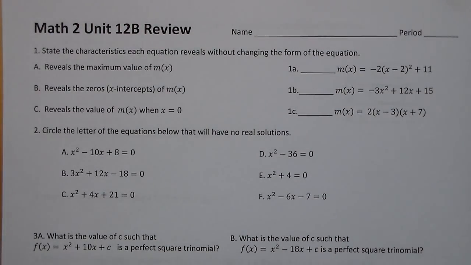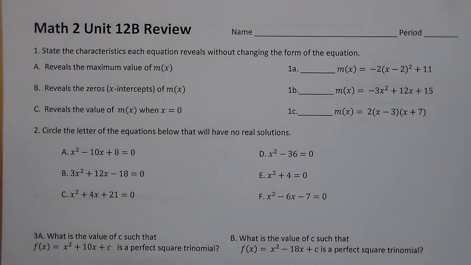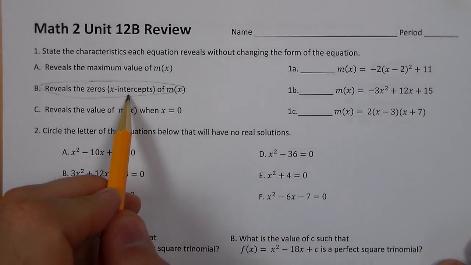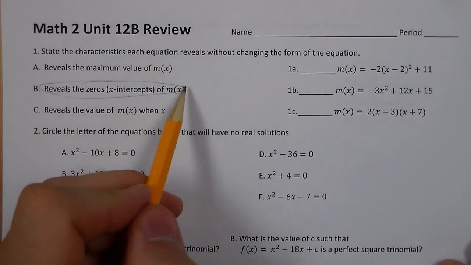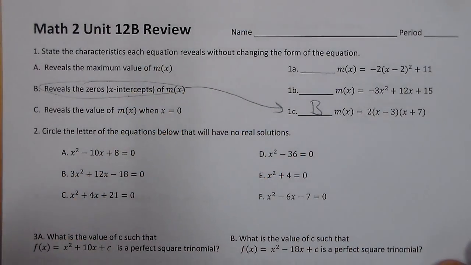So our Math 2 Unit 12b review. We start with stating the characteristics each equation reveals without changing the form of the equation. So we need to match A, B, and C over to these equations. First one I notice is the zeros, x-intercepts. This is going to show up when it's in the factored form. So that goes right here for B.